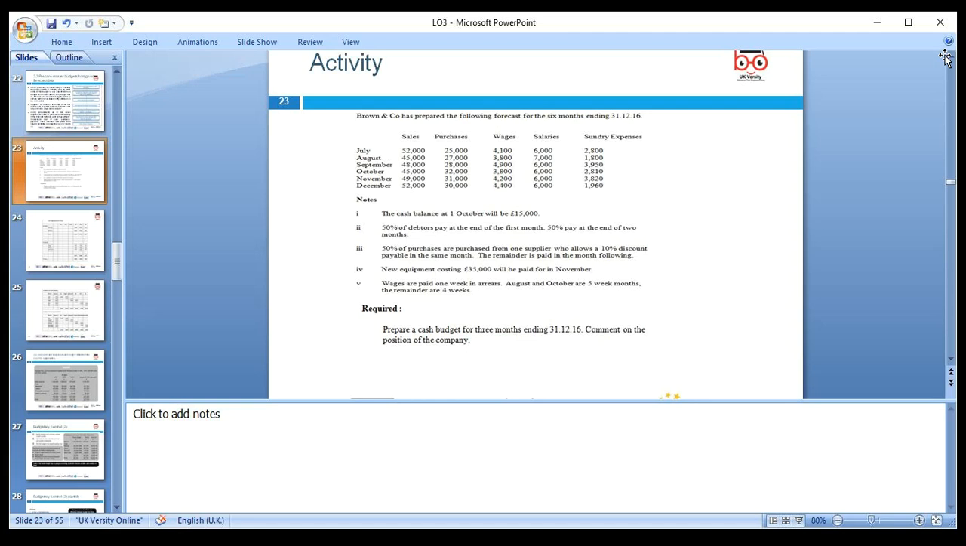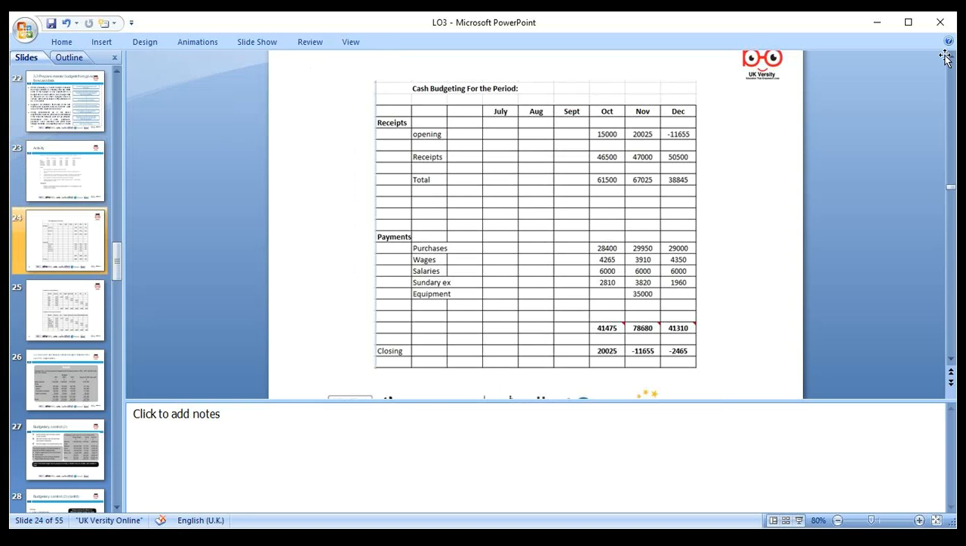50% are debtors, which means our customers pay in the month when we sell. 50% are paid at the end of 2 months. 50% of purchases are from one supplier, who gives a 10% discount, so we have to pay 90% to them. We also purchase new equipment, and we need to make the budget here. We have a template as well.